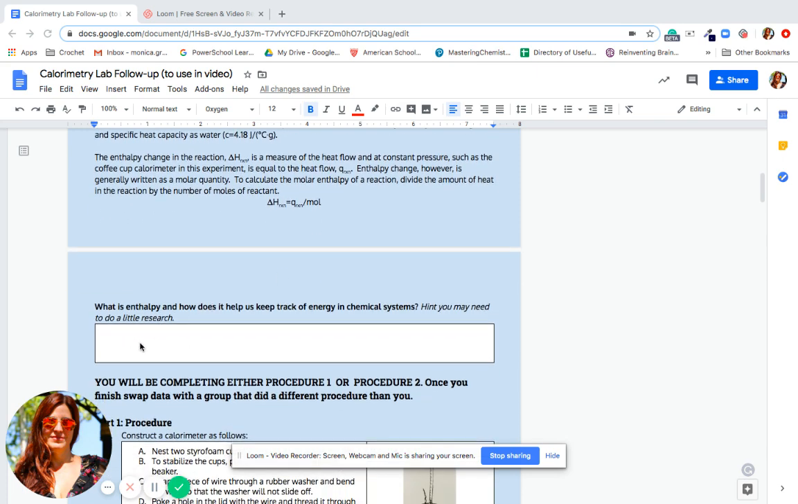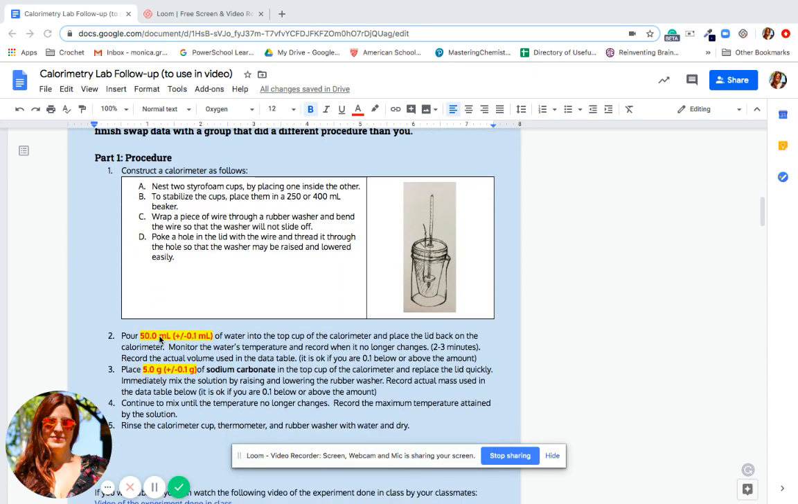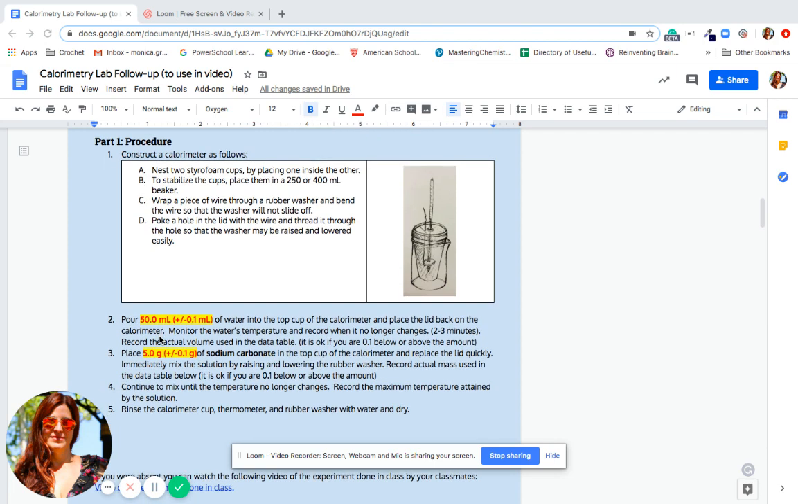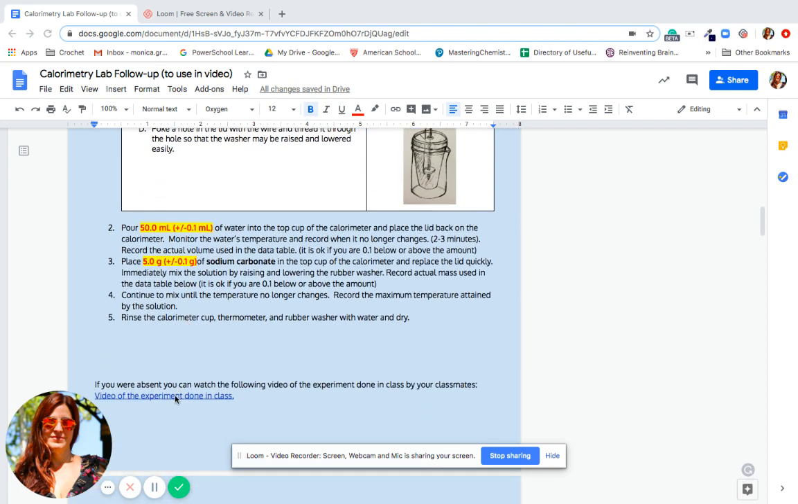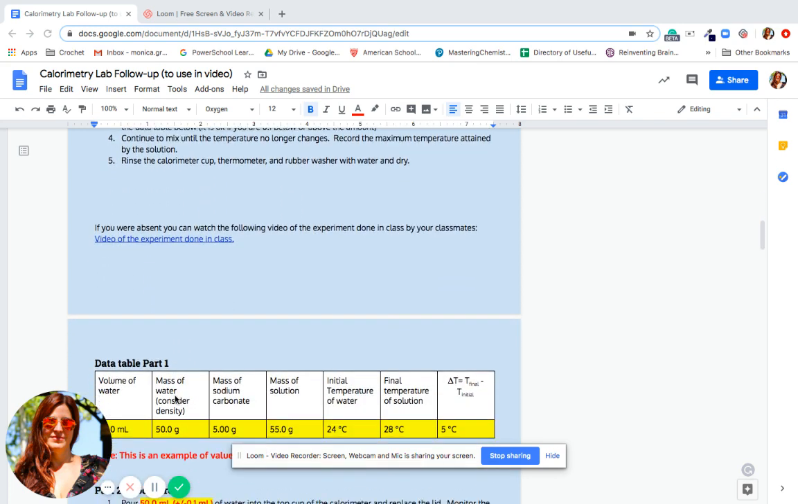Okay, again, you can do this research on your own to answer this question. The procedure is stated here. You can read it on your own. If you were in the lab, in class last week, you can remember that you did this and the way that you did this. If you were not here, there's a link of the experiment done in class by your classmates. You can watch it as well.